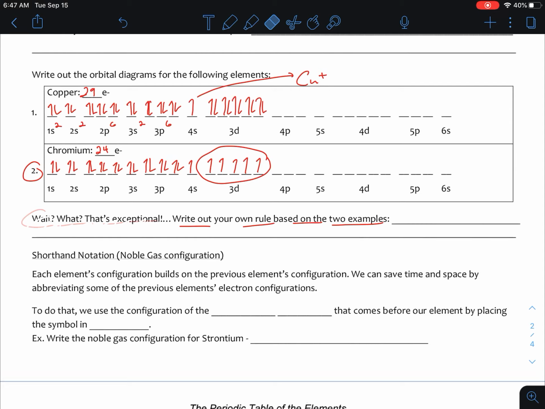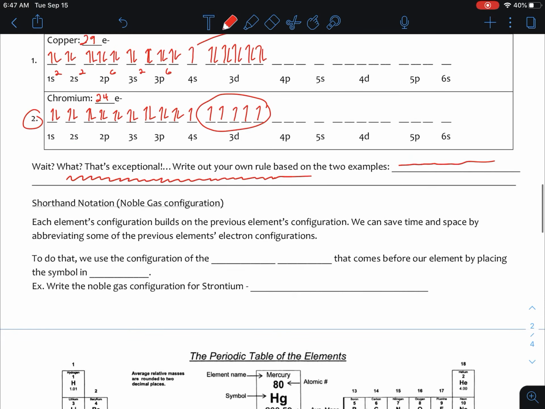It says, wait, what? That's exceptional. Write out your own rule based on the two examples. So I want you guys to maybe write out a rule that says something about electrons from the s filling the d's first, rather than the 4s filling first because of the d. So something about that. And last thing for today is this idea of shorthand or noble gas configuration.